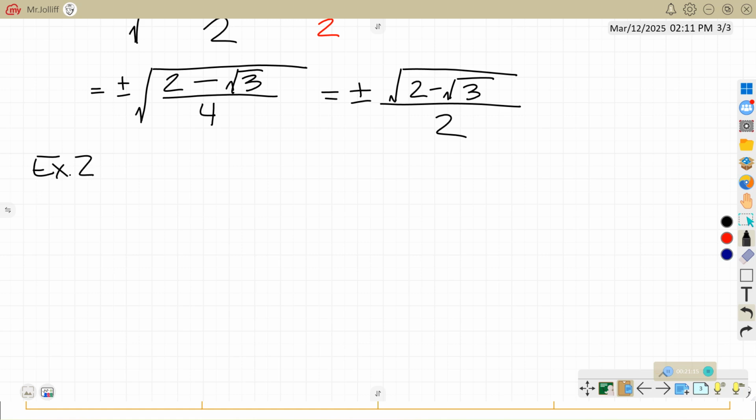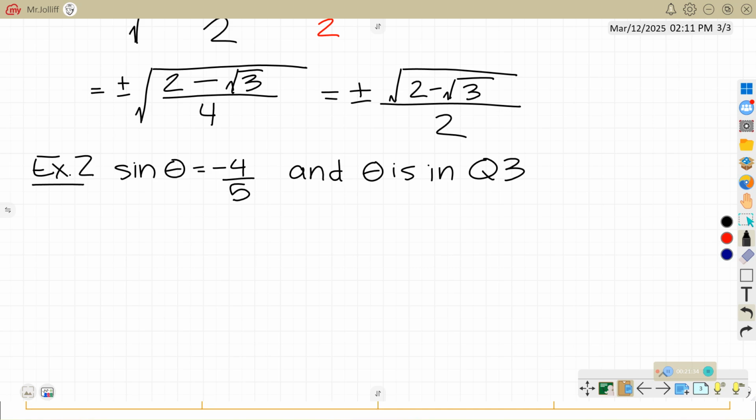All right, so example 2. We know that sine of our angle is equal to -4/5. And we know theta is in quadrant 3. And we want to find tan of theta over 2.